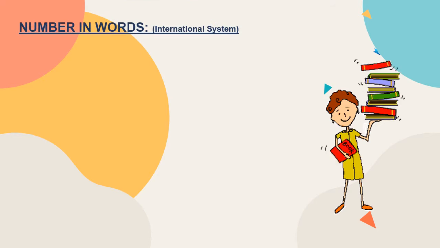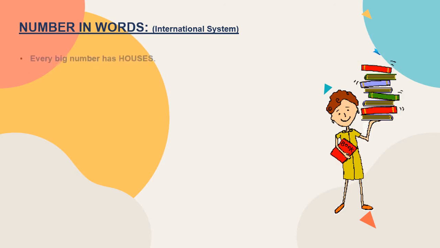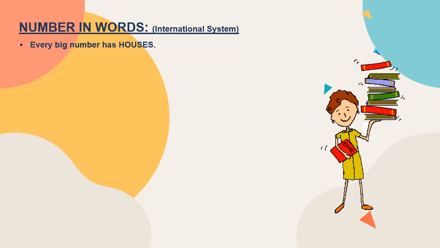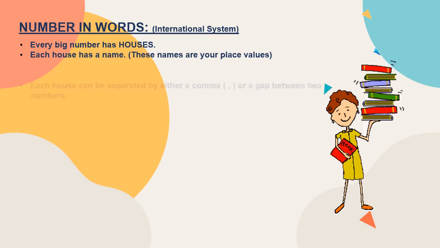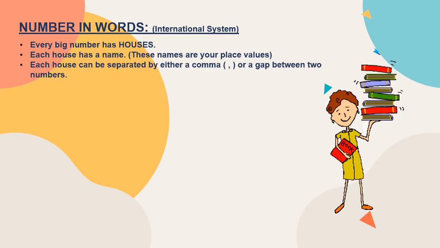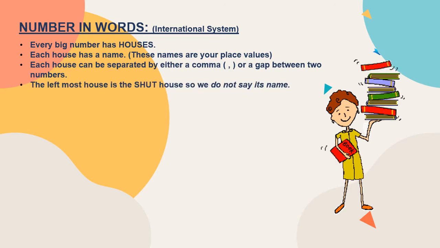Number in words. This year, we will be studying two systems that are in place to write big numbers in words: the international system and the Pakistani system. Let's start with the international system. Based on the video that we just saw, we know that in big numbers, the digits are grouped up in threes. Each group is a house, and each house has a name based on the place values. Each house will be separated by either a comma or a gap between the two digits.